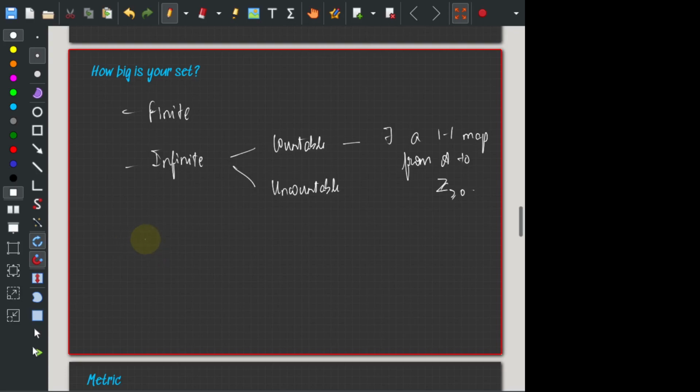Okay, so you can classify the following sets as countably or uncountably infinite. The set of integers, it's countable. What about Zn?